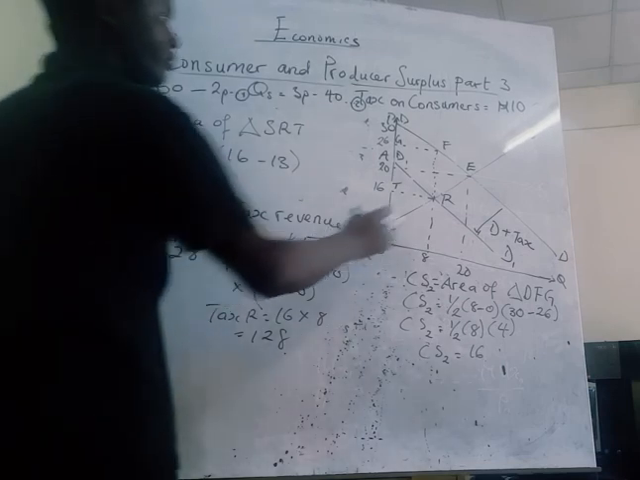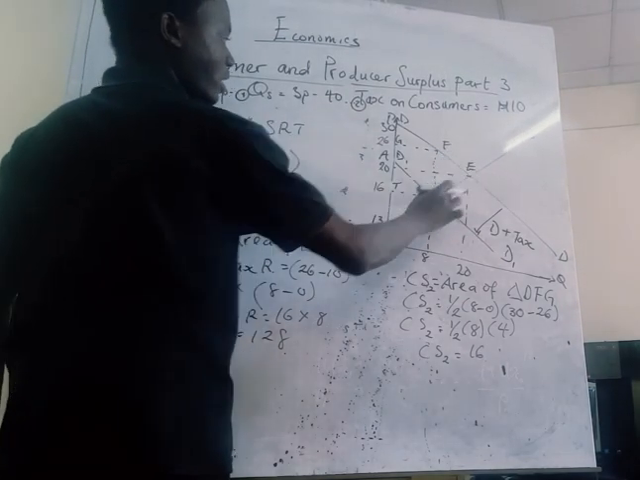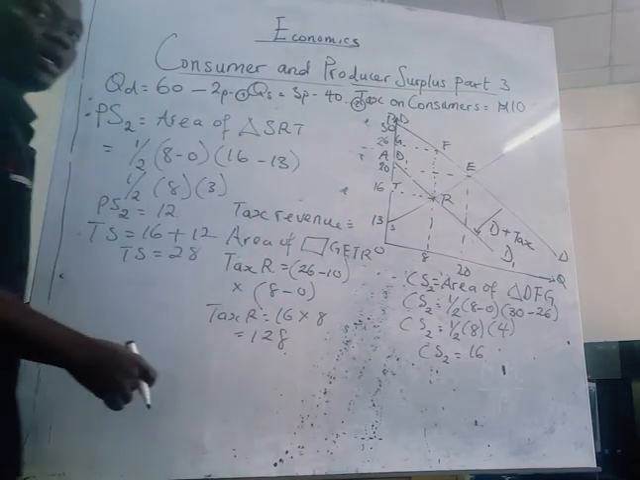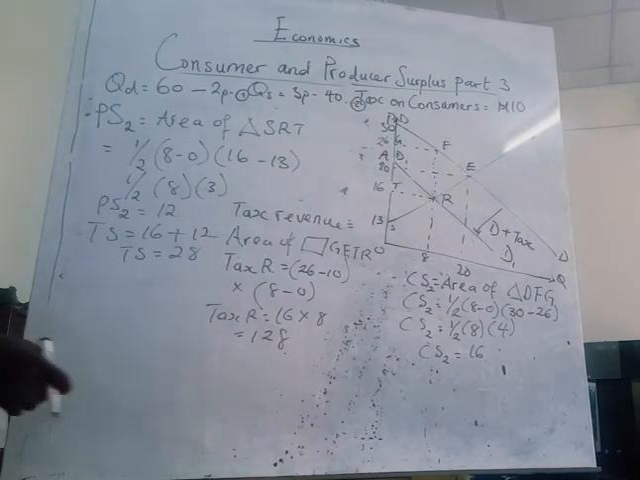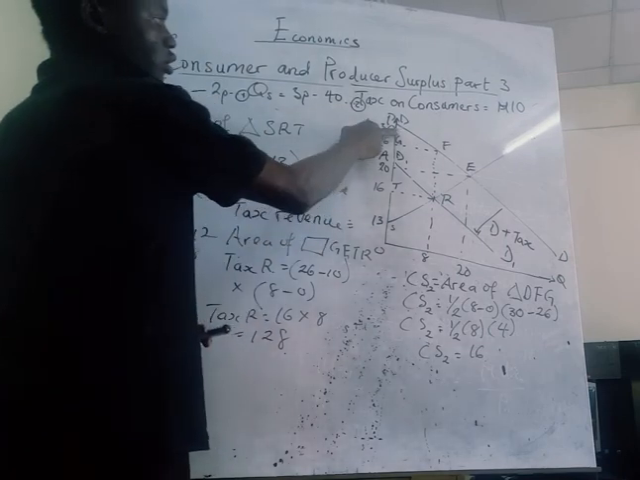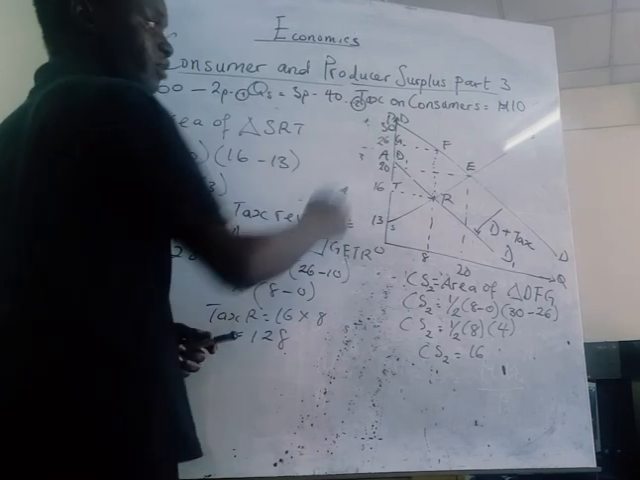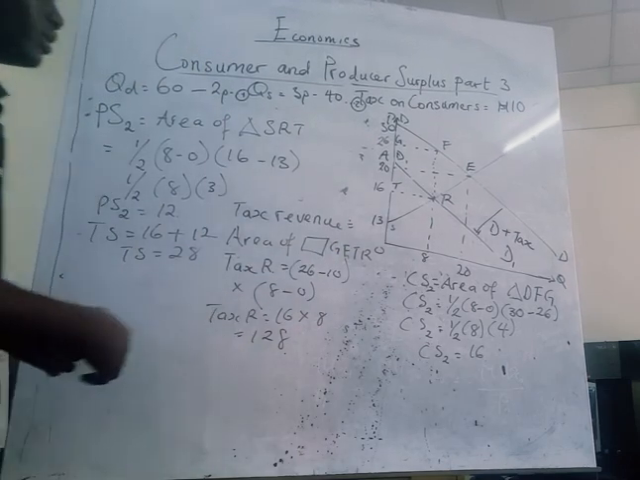Alright, so we now have an isosceles triangle here, triangle FER, and that represents the deadweight loss from tax imposition. It doesn't belong to the consumers anymore. It doesn't belong to the producers anymore. It doesn't even belong to the government. So it is a waste. It is a waste.